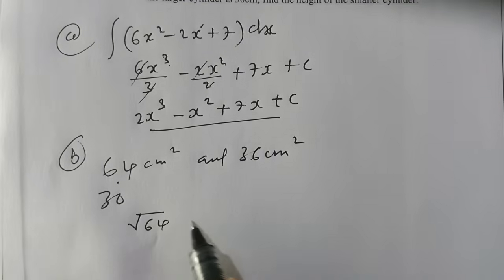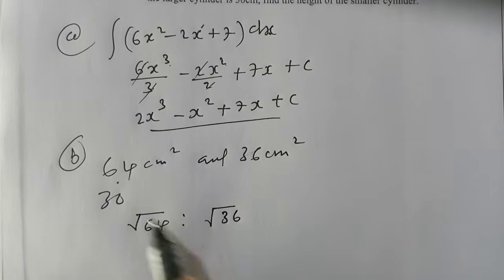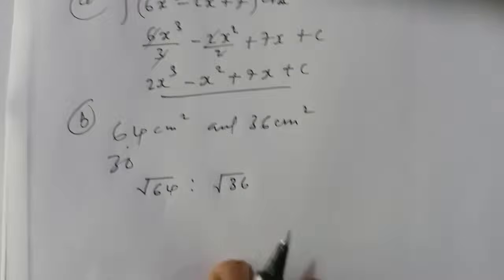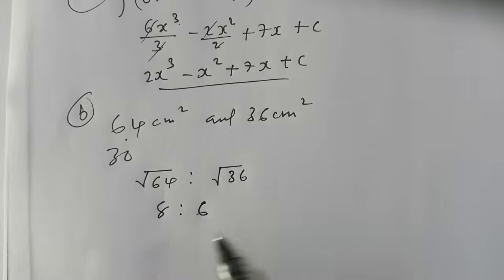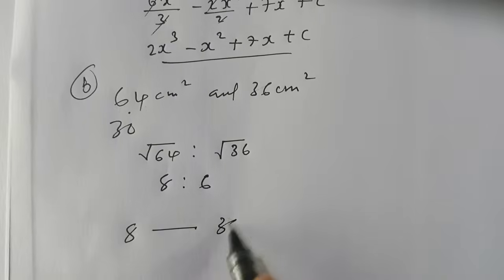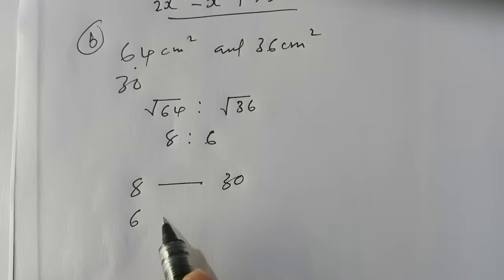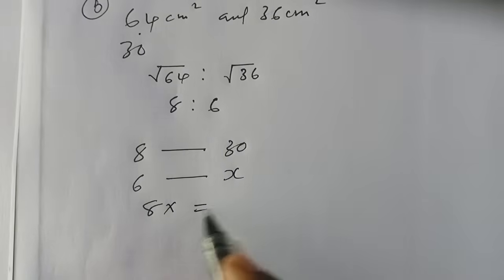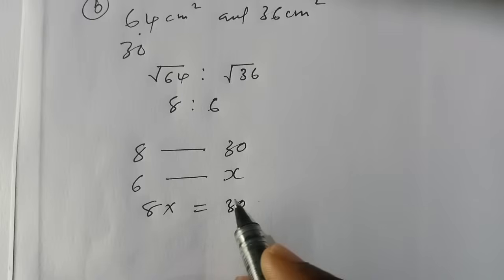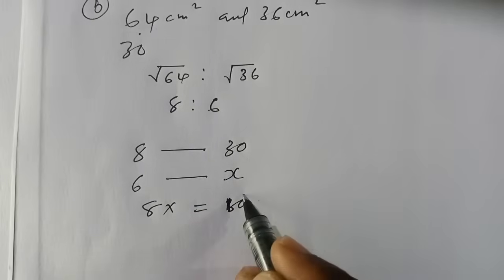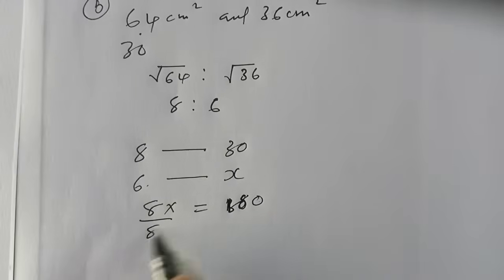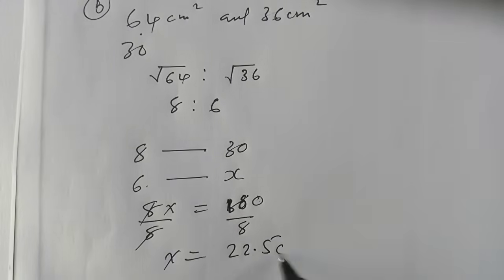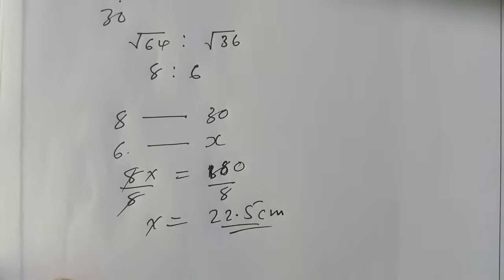So we find the scale factor. This will be like this. Square root of this, since it's the area, and square root of this. So we have 8 to 6. So we can say 8 is for the bigger, we'll move with 30, and 6 we'll move with x. We solve for x. 6 times 30 is 180, over 8. X will be equal to 22.5 centimeters. So the answer is 22.5 centimeters.